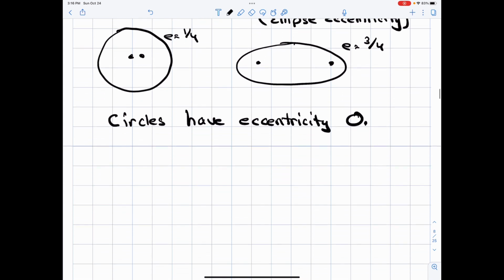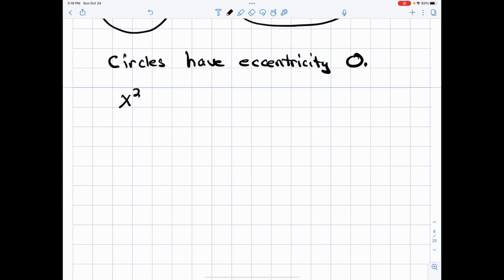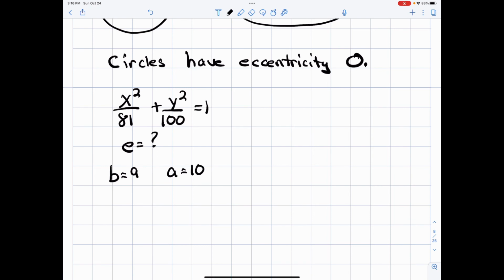Now you're going to be asked to compute eccentricity. So let's say you're given the equation of an ellipse that looks like this, and you want to find the eccentricity. Well, you know here that B is 9 and that A is 10, because the bigger number is underneath the y squared, and the smaller number is underneath the x squared. So A is 10, let's do the square roots, you get 10 and 9.